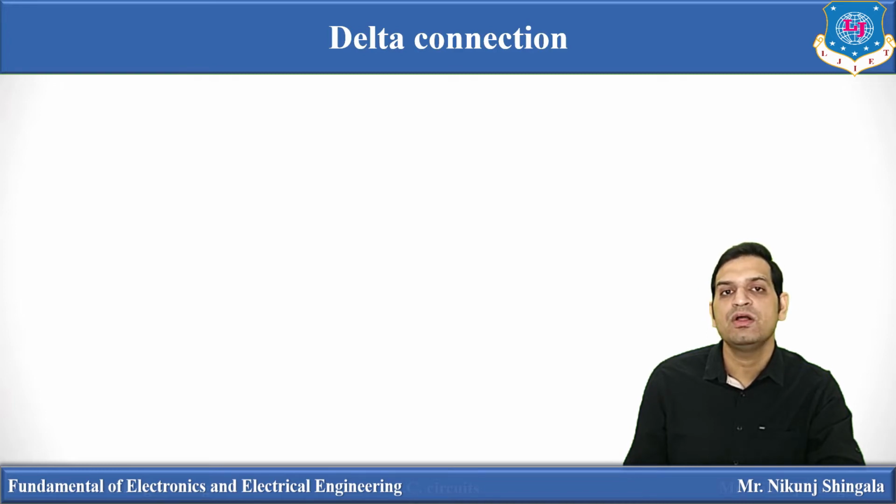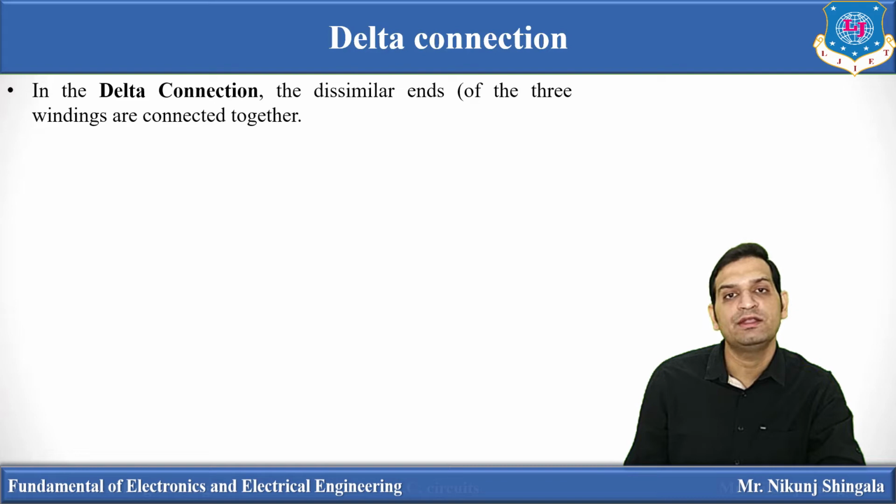In star connection, all the similar ends are connected to a common point, that is a neutral point or star point. In delta connection, dissimilar ends of the windings are connected together, that is R dash is connected with Y, Y dash is connected with B, and B dash is connected with R. So the starting end of one winding is connected to the finish end of the other winding, and so on.